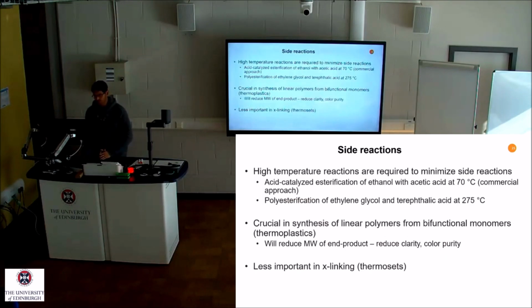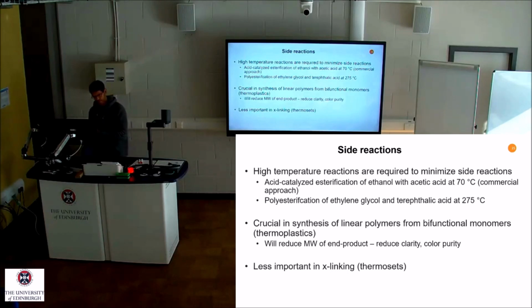The high temperature is also quite important, because the high temperature will ensure that the monomers are going to react only with each other, not with the side products. So here is one of the examples that I just told you, like acid catalyzed polyesterification. It is much more efficient in industry to use a catalyst, which will drive the reaction at 70 degrees, compared to uncatalyzed, which will take like 275 degrees centigrade.